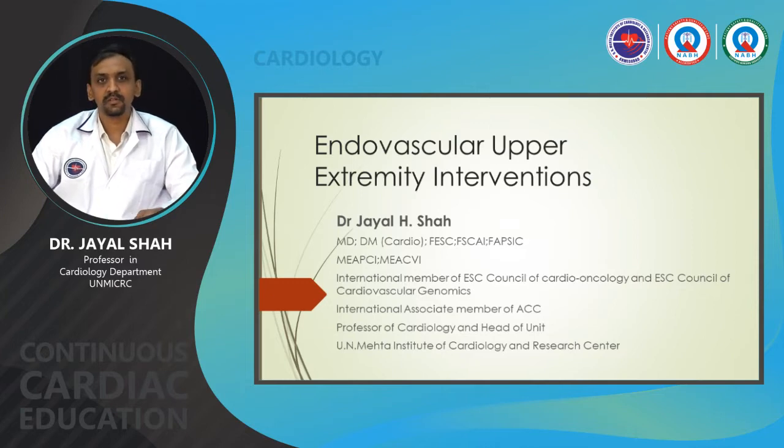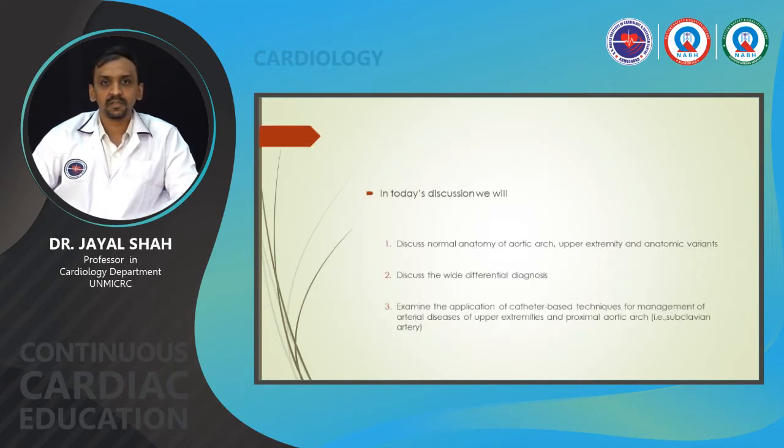So today we will have a discussion regarding endovascular upper extremity interventions. We will start with the normal anatomy of the aortic arch, upper extremity, and some anatomic variants. We will also discuss the differential diagnosis, and then we will examine the application of catheter based techniques for the management of arterial diseases of upper extremities and proximal aortic arch.